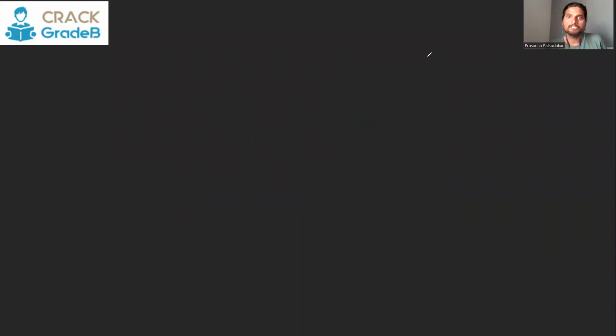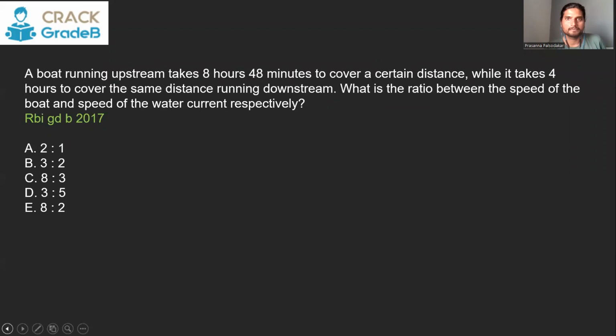Okay, let's solve some questions. Let's see this. A boat running upstream takes 8 hours 48 minutes to cover a certain distance. So the boat covers a certain distance in 8 hours 48 minutes. We'll have to convert the 48 minutes into hours. If you convert minutes into hours, you divide by 60. 12 fours are 48, 12 fives are 60. So it is 8 complete and 4 by 5 hours. That means 44 by 5 hours.